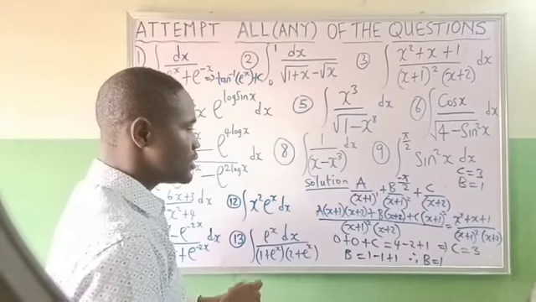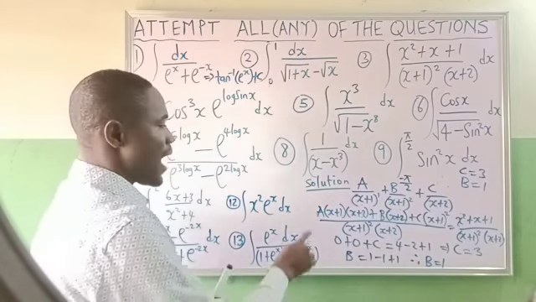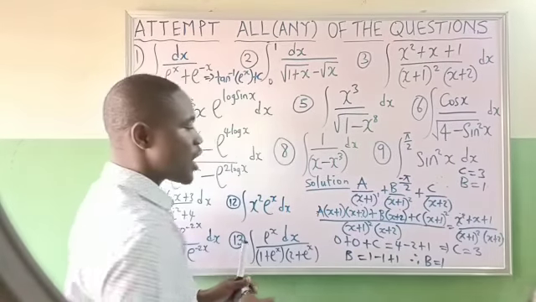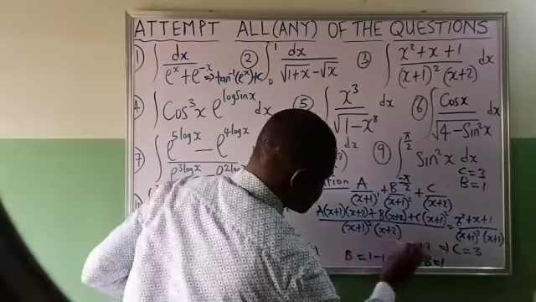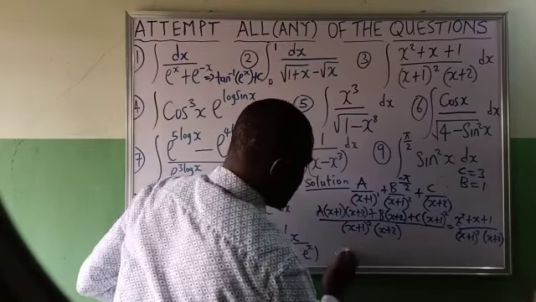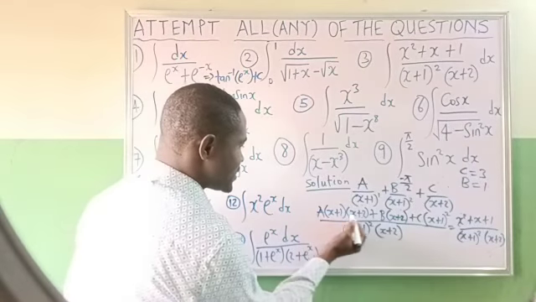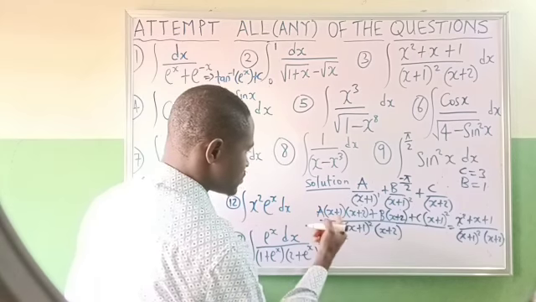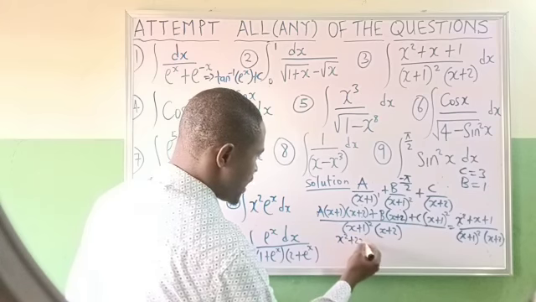We now try to get our A. To get our A, I will multiply everything and use the comparing their coefficients method to get my A. I will clean. Now multiplying everything, I will have it that x times x is x squared. Then x times 2 will give me 2x.